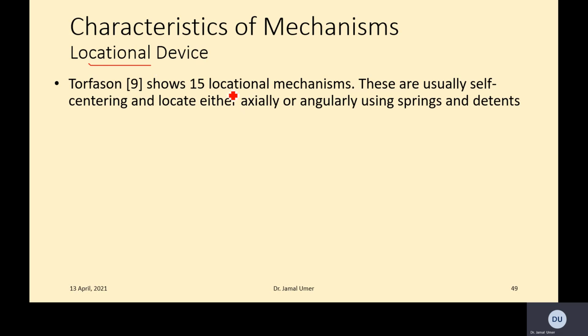So the next one is basically the locational device. Trofson shows 15 different locational mechanisms. They are usually self-centering and locate either axially or angularly using springs and detents. You can consult the same paper where 15 different locational mechanisms are explained, but in the book we are discussing, there was no visual of those, so we'll just go through it.